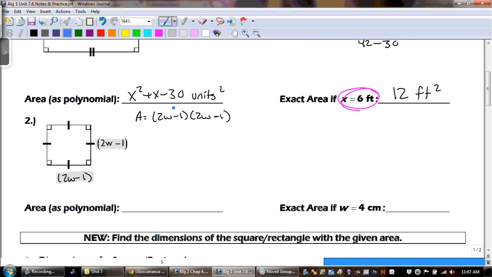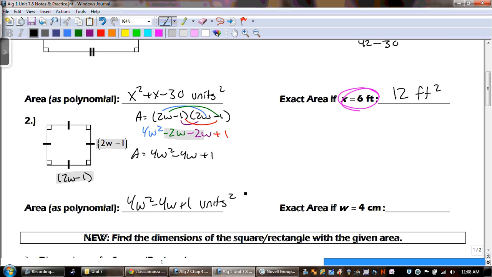Let's go ahead and distribute. 2 times 2, we get 4w squared minus 2w minus 2w, and then a negative times a negative is a positive 1. Let's combine our like terms, and we get that the area equals 4w squared minus 4w plus 1. So we would just write that down. And once again, it's units squared.